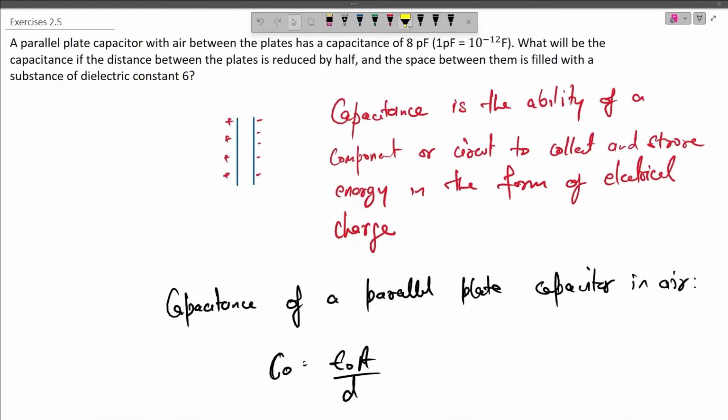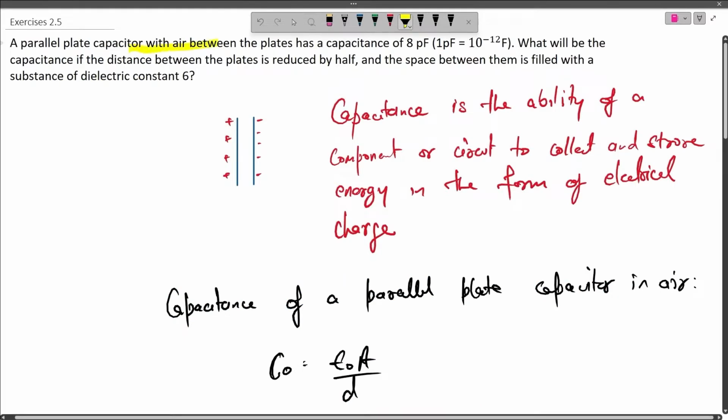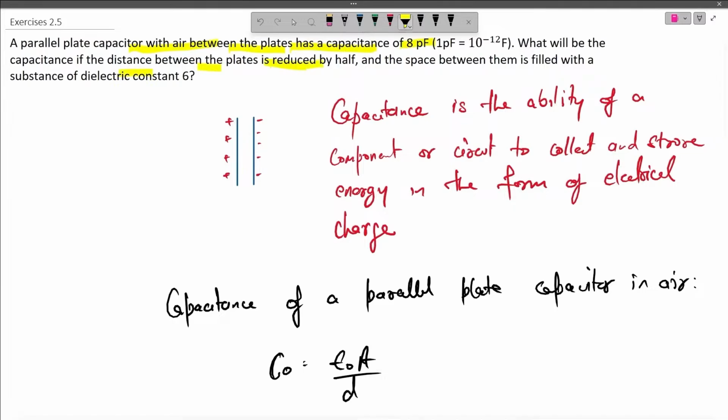The question says that a parallel plate capacitor with air between the plates has a capacitance of 8 picofarad. What will be the capacitance if the distance between the plates is reduced by half and the space between them is filled with a substance of dielectric constant 6?